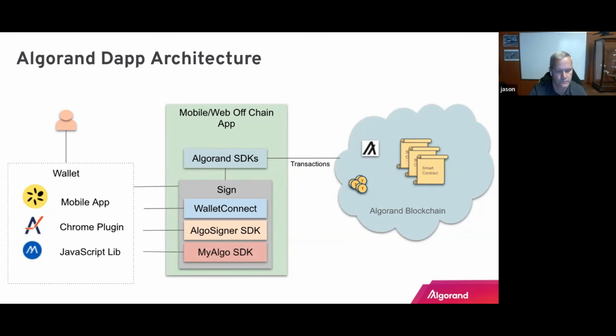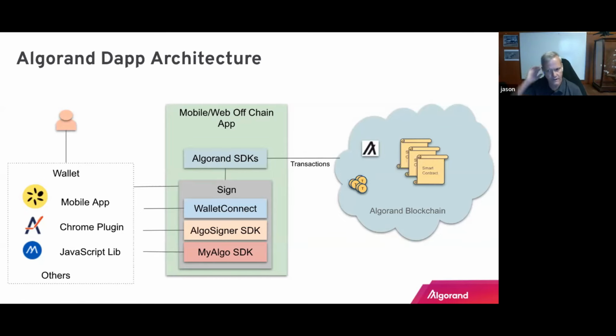You can also use the MyAlgo JavaScript library, which allows you to do basically the same thing the Chrome plugin does, except it's all in a self-contained JavaScript library. There are other wallets in Algorand. These are the primary ones that are being used right now, but there are definitely others. Take a look at our community page on the developer site, and you'll get an idea of the different wallets that are available. So this is a typical Dapp architecture. Today's talk is just going to be about smart contracts.